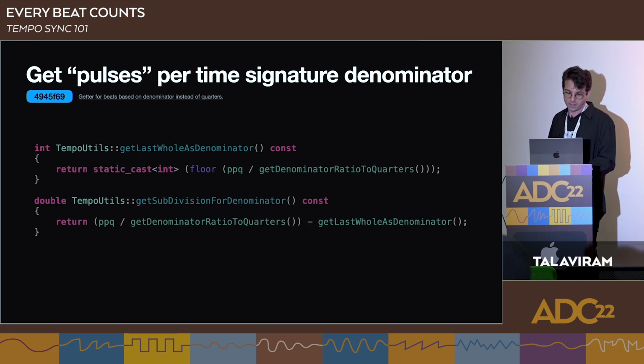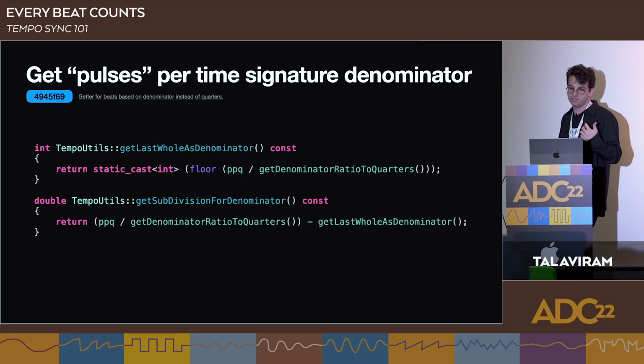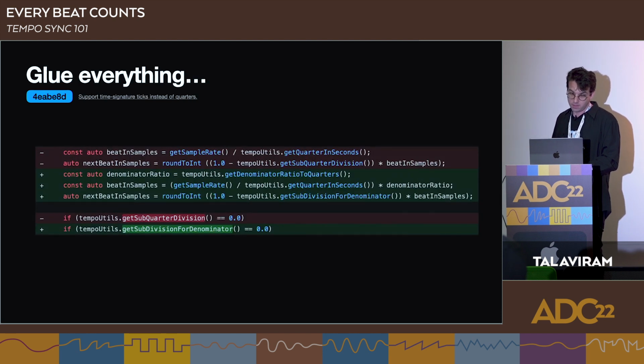Now we are pretty much ready. We just need to do something similar to what we had in the previous state, the get last whole. We now can get the previous, but instead of a quarter, now we get the relevant division position and the residual of it. So where we are for the upcoming other bit. And then we glue everything just by mostly calling the new functions we made.